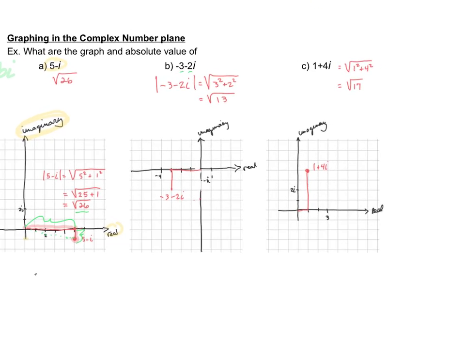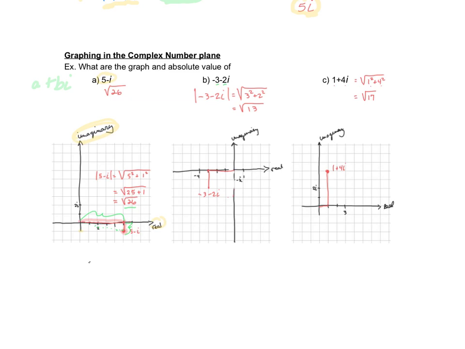And keep going here. Again, I have an a value and a b value, so the square root of a squared plus b squared is going to give me the square root of 17, and that's going to be the absolute value there on those imaginary and real axes.